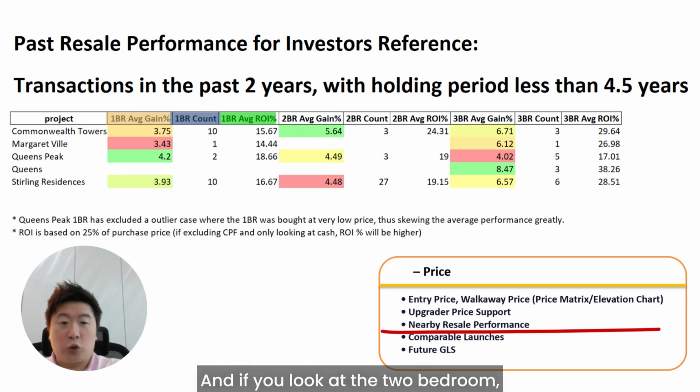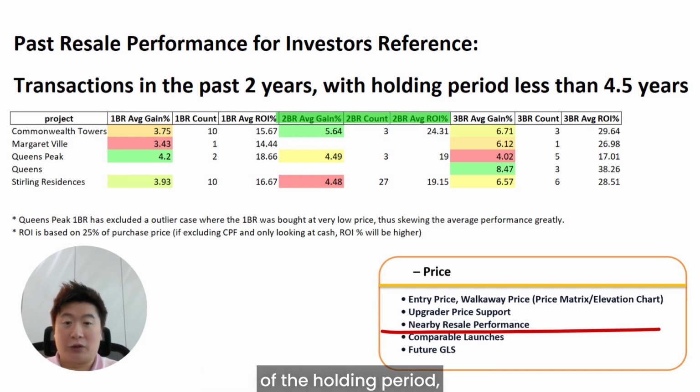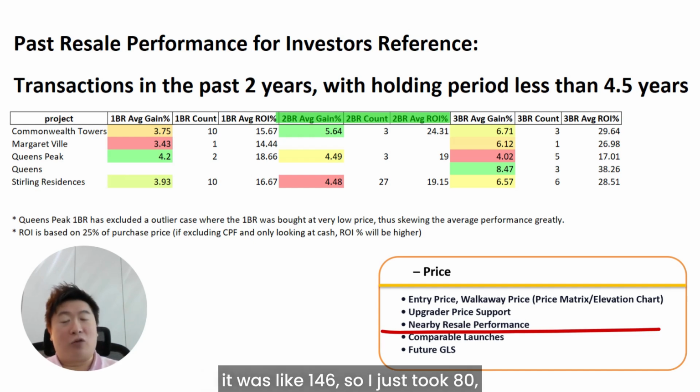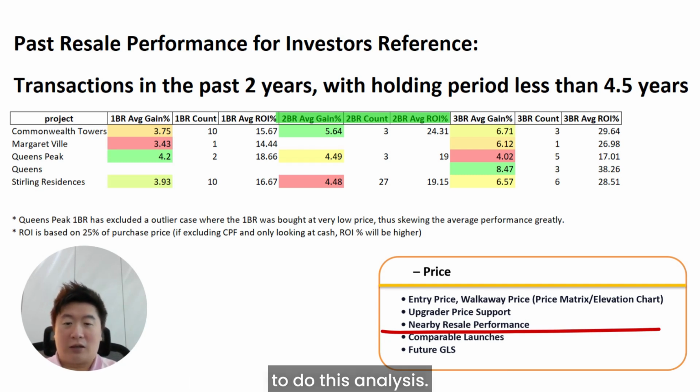And if you look at the 2 bedrooms, there's actually a very, very high number of transactions within the Sterling Residences for holding period less than 4.5 years. In fact, it's more than this. The total number of transactions for Sterling Residences, regardless of the holding period for the 2 bedroom, was like 146. So I just took 80 transactions with a good sampling variation to do this analysis.